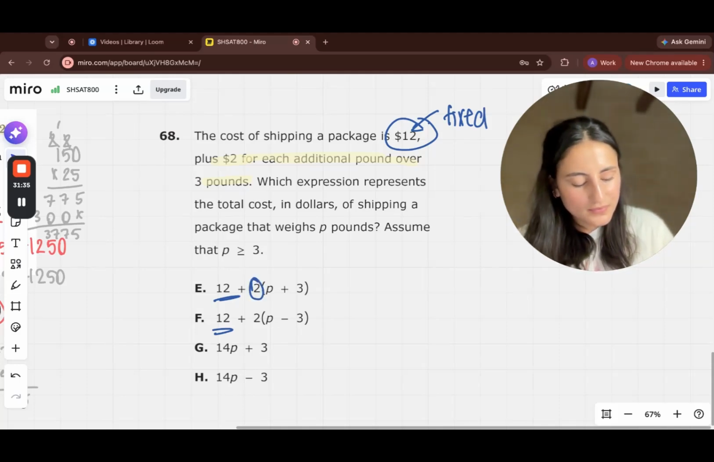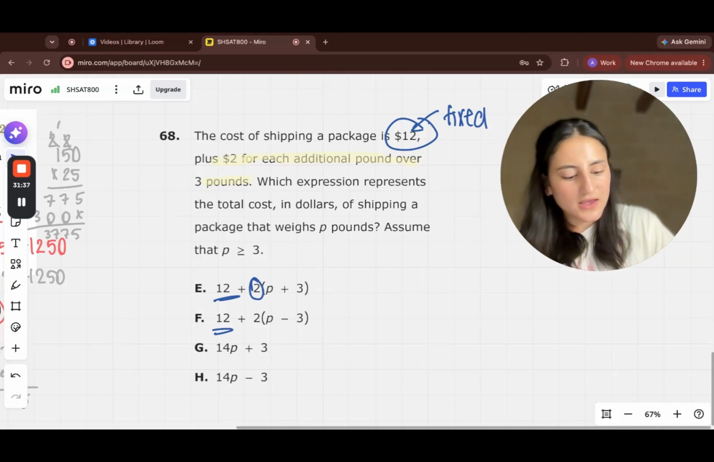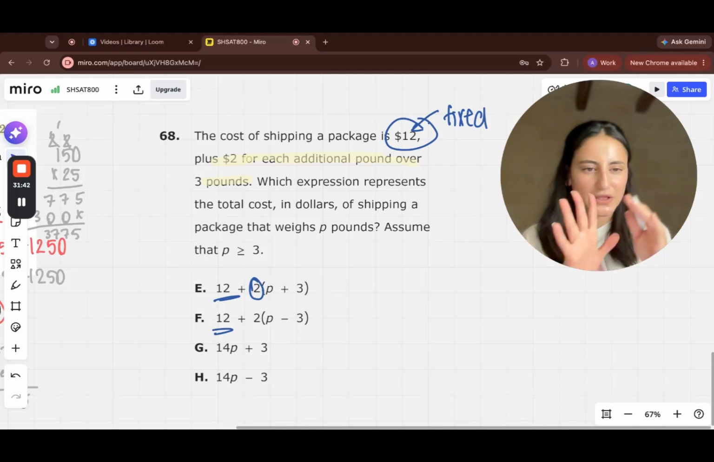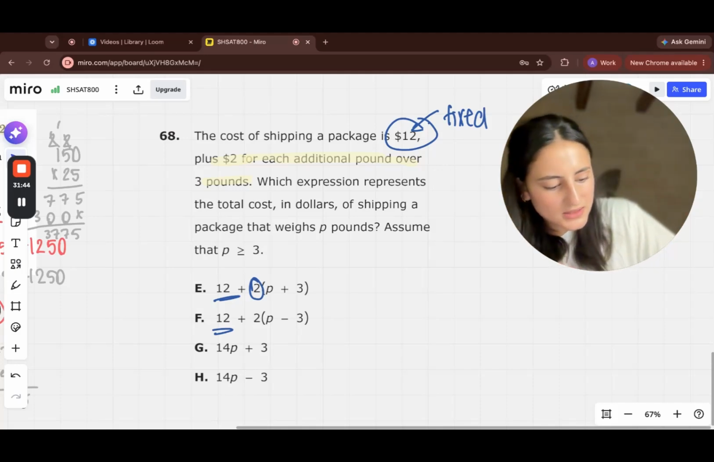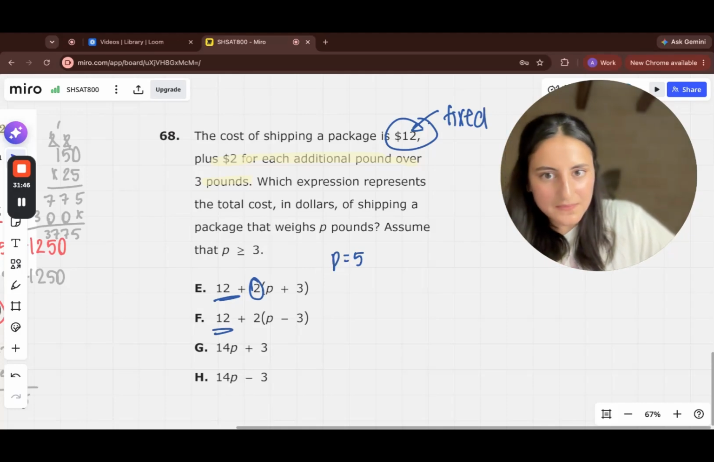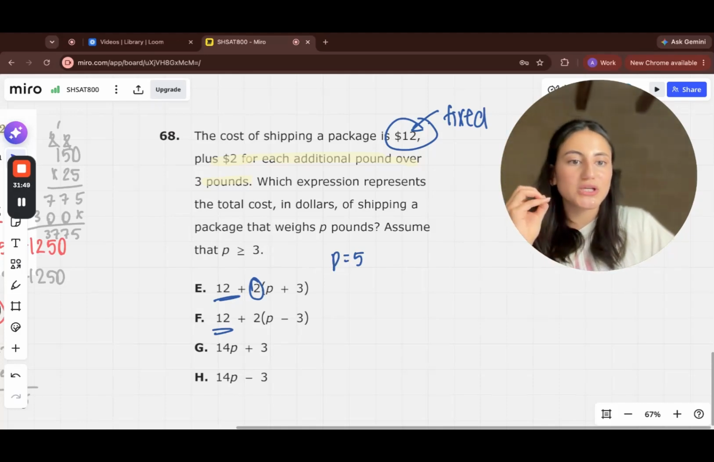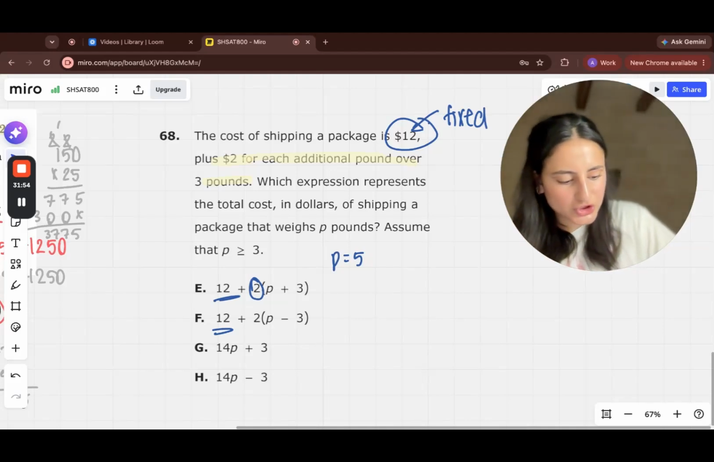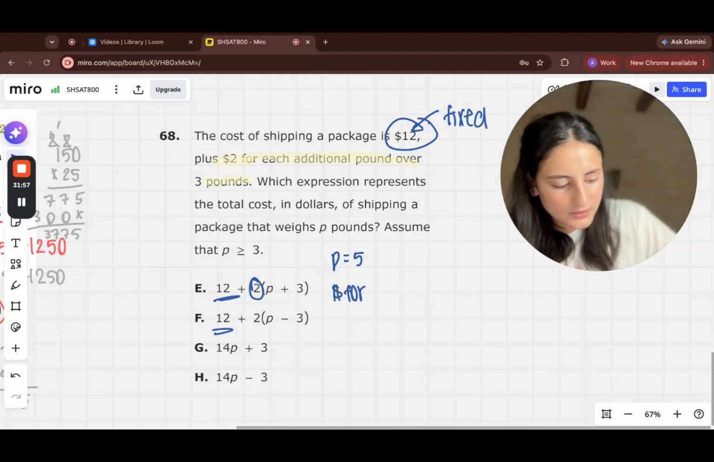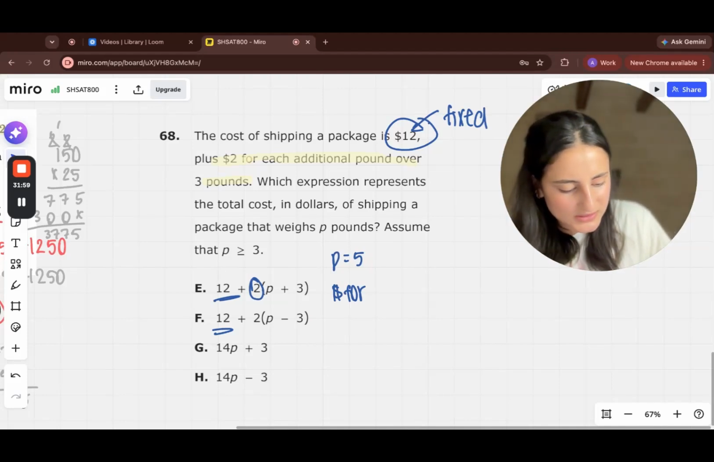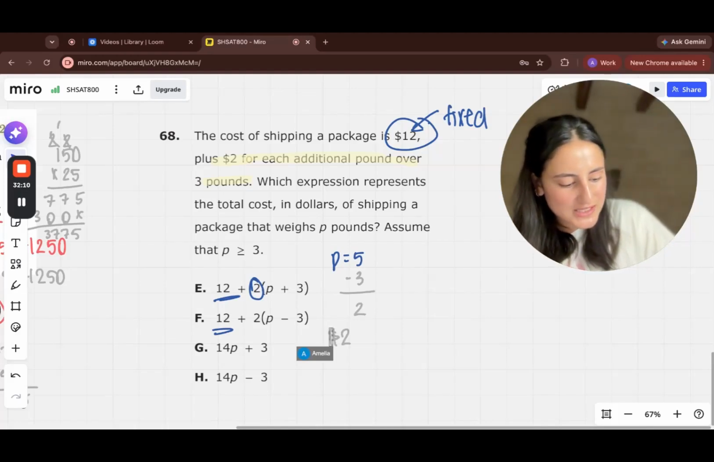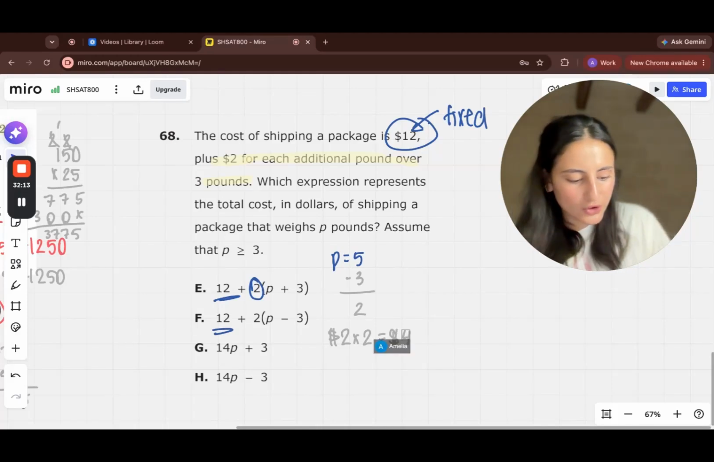for any pound. Okay, so if P is 5, so basically let's test this out with a number in case you're feeling a little lost. If P is equal to 5 pounds, right? That means that we're only going to be charging $2 for each additional pound over 3 pounds, which means we're only charging $2 for 2 of those pounds, if that makes sense. Because here, minus 3, because we don't charge for the first 3 pounds, is going to be 2 pounds left over. So $2 times 2 is going to be $4 extra.